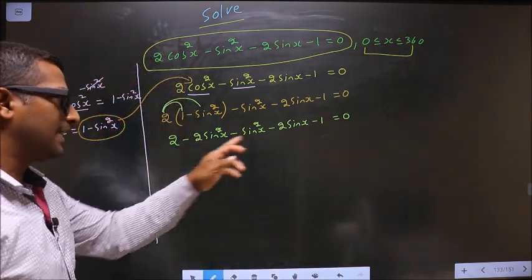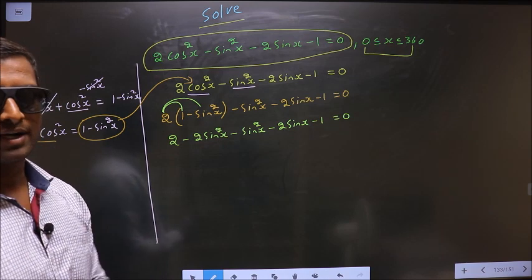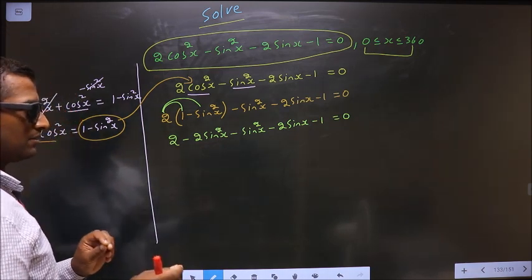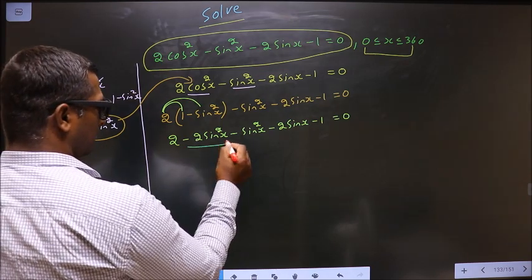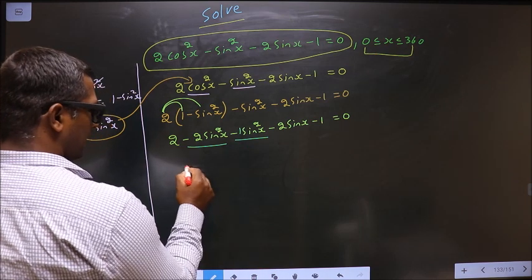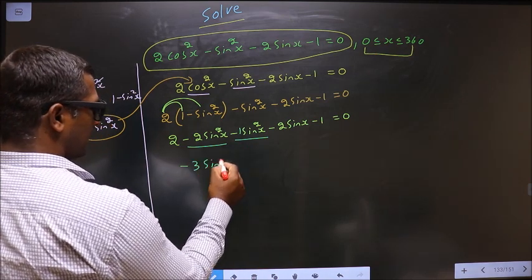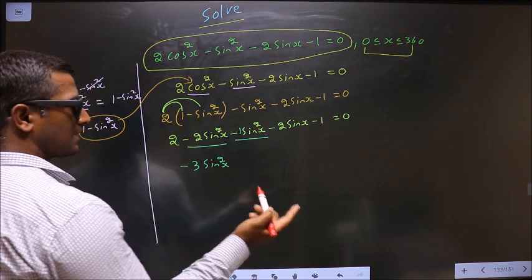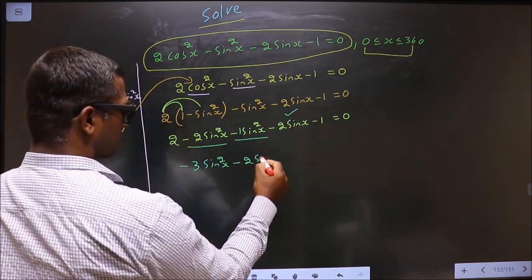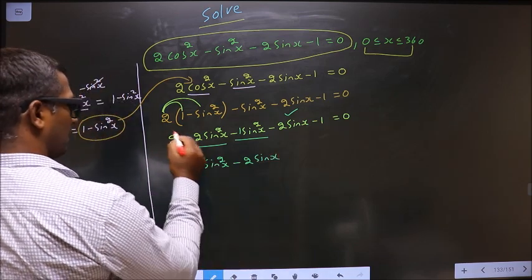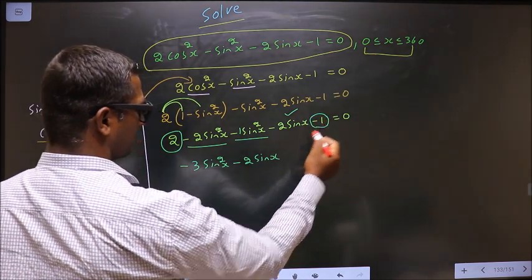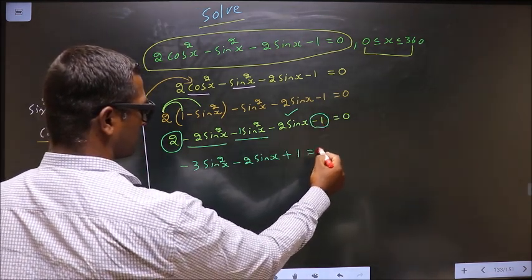Now I write this equation in proper quadratic form. What I mean is, first sin square term. Here I have minus 2 sin square x minus 1 sin square x. That will result in minus 3 sin square x. Next, sin x term, that is minus 2 sin x. After that, constants, plus 2 minus 1 will result in plus 1 equal to 0.